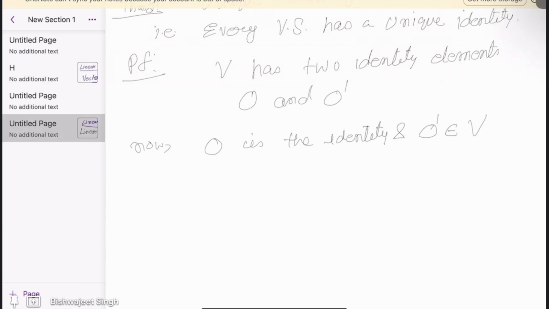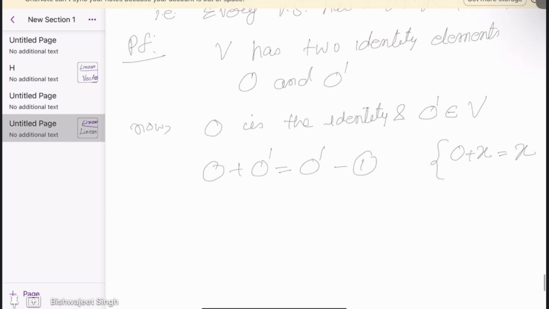So in that case, what happens is that 0 plus 0 dash would be equal to 0 dash, because we know that if you take the 0 vector and add any vector x from the vector space V, you always get that vector x, which is the third property. So applying the third property, we got this.